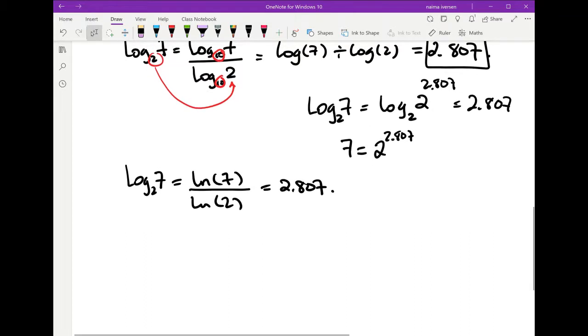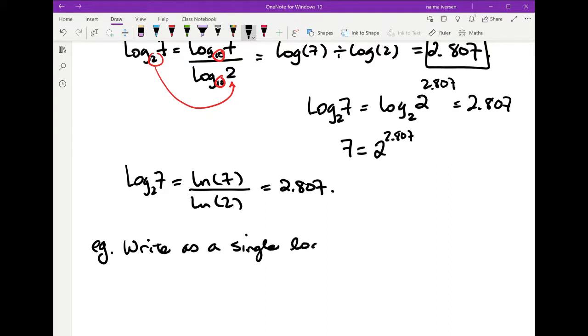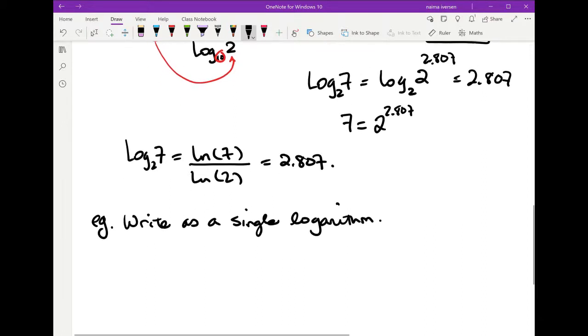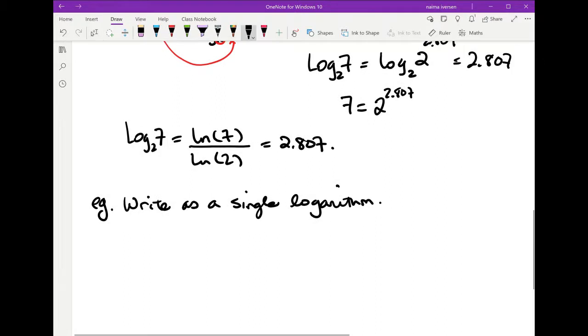Okay, so let's take a look then at how else we can use the change of base law. We might be also able to use it like this. Write as a single logarithm. So if I write this as a single logarithm, I'm going to have 3 log base 4 of x plus 2 log base 8 of x.